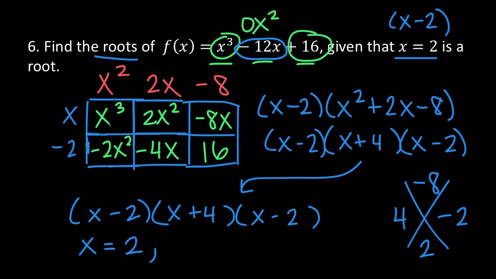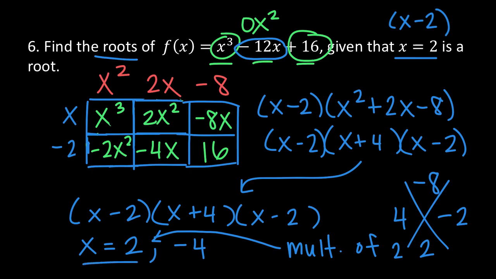So I already have 2 as the root. Negative 4 would be another root. And then another 2, which I don't need to put, I already have it. In fact, sometimes we put 2 has a multiplicity of 2. And if you don't put that, that's okay. So our zeros are 2, which we were already given, and negative 4 are our roots. Zeros is just another word for roots. So our roots are 2, which we were already given, and negative 4 was the other one.